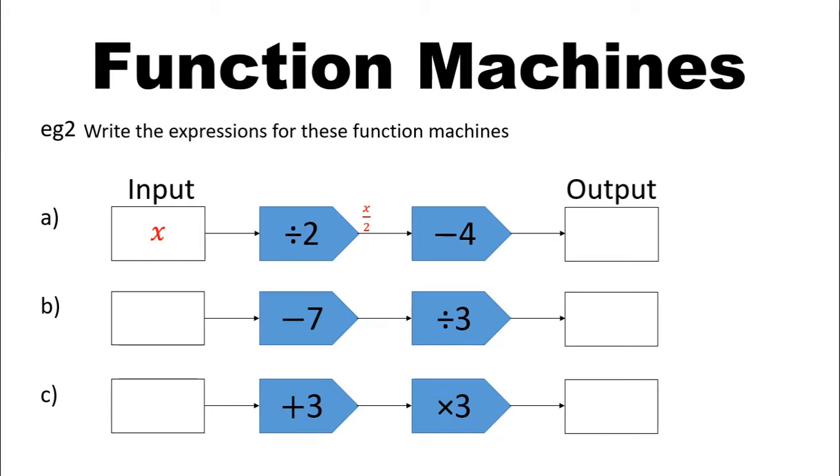Then I subtract 4 from that. That's x over 2 minus 4. Pretty straightforward, I hope.